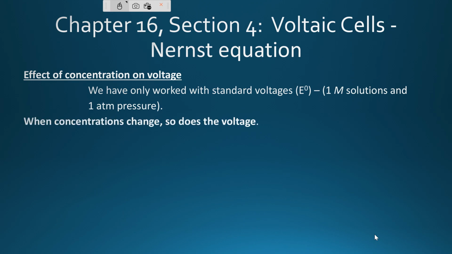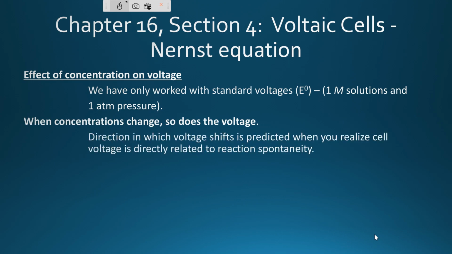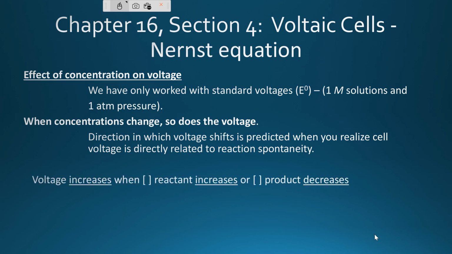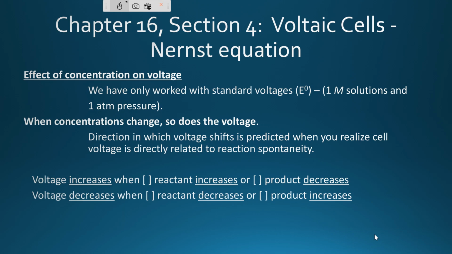So we want to take a look at what happens when the concentrations change because that will affect our voltage, and that's what the Nernst equation takes into account. The direction in which the voltage will shift, we can predict when you realize that cell voltage is directly related to spontaneity. In other words, voltage will increase when we add more reactants, or if I can take some of the product out of the system. But as we make more and more product, the reactant will decrease, and that will actually affect my voltage as well.